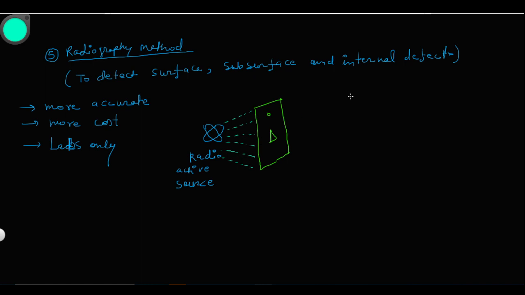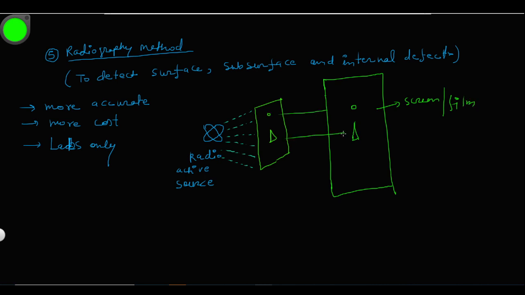And on a screen, suppose behind this, the picture will be on this frame, on this film. Suppose this is a screen or film. On this screen or film, wherever a defect is present, it will be projected on the film. On this screen or film, these defects will be projected. So this is the process of the radiography method.